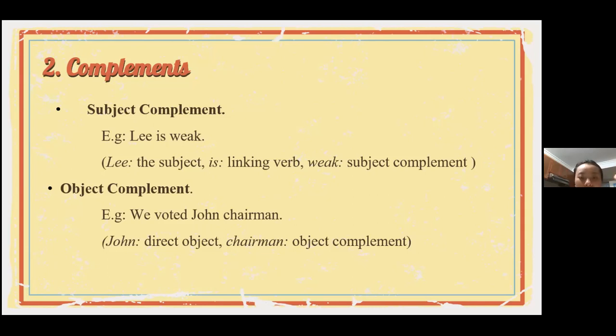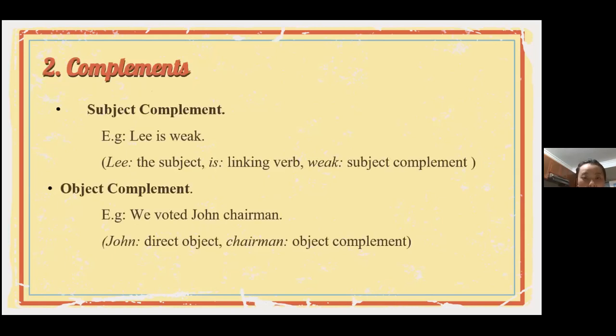About the object complement: an object complement is an adjective, noun, or pronoun that follows the direct object to rename the direct object or state what it has become. For example, "We voted John chairman." Here "John" is the direct object of the verb "voted," and the noun "chairman" is the object complement that completes the meaning. The noun "chairman" tells us something about the direct object "John." It cannot be removed because it completes the meaning.